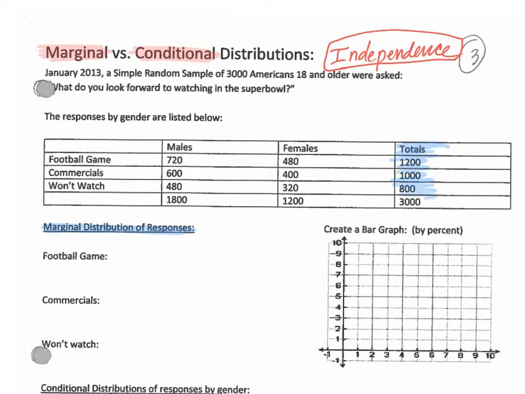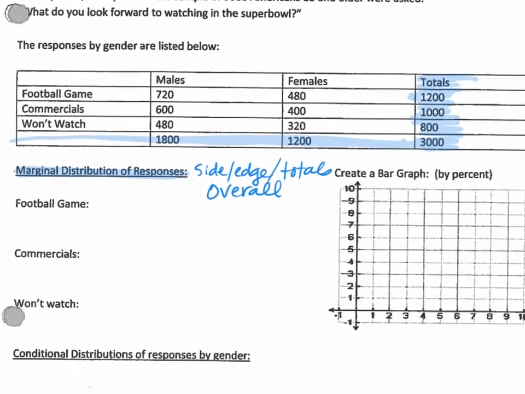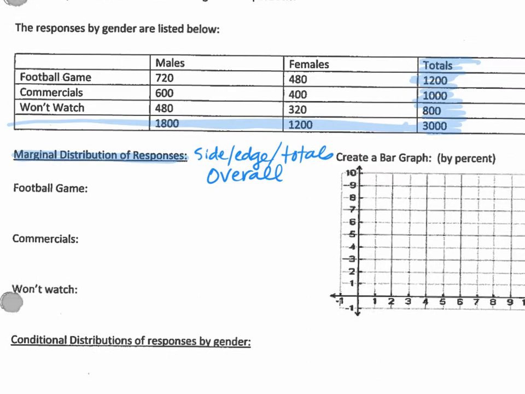This here is a marginal set of data. So the margins is on the side, the edge. It is the totals. It'll give you information about overall what's happening. So let's kind of talk about this problem. We had 3,000 people, we have their genders, and then we wonder what Super Bowl activity they do. So do they watch the game, do they watch for the commercials, or do they not watch at all? And so these marginal responses would tell us the total amount that watch for the game, total amount that watch for the commercials, and so on. Or it would tell us the proportion of males in our sample, the proportion of females in our sample. That's what the margin would do overall.